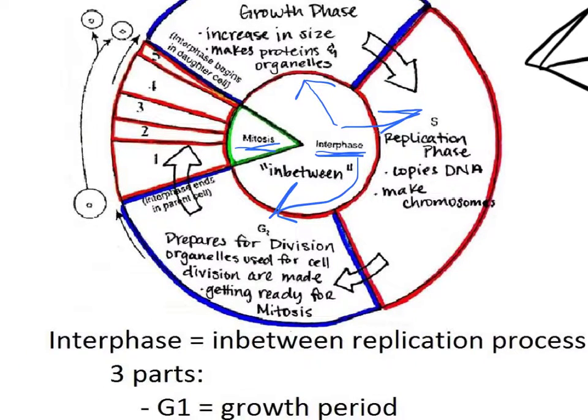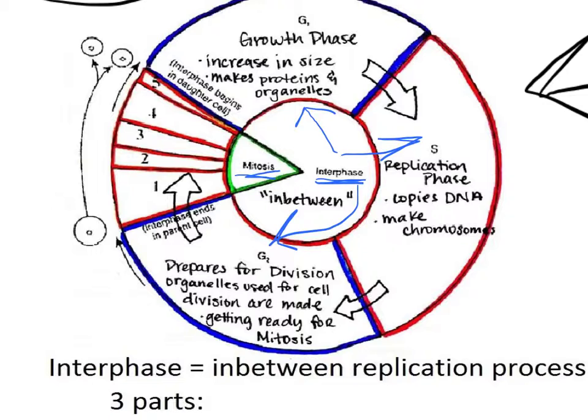Then we've got more preparation for cell division in G2. Organelles used for cell division are made, getting ready for mitosis. Other things are getting destroyed, like the mitochondria and the Golgi apparatus and the ER. Those things are not needed anymore, so we will destroy them and get ready for mitosis. So again, G1 is growth. S is replicating of DNA. G2 is preparing for cell division.